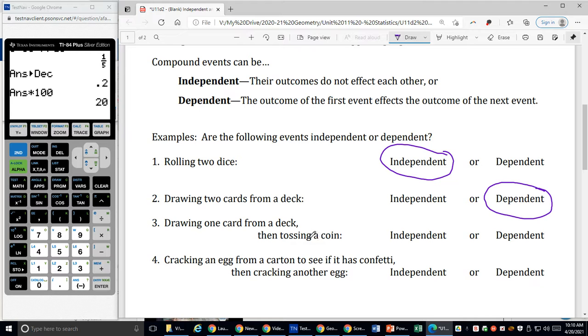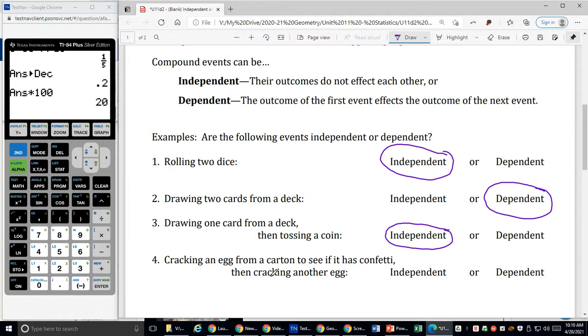Number 3, drawing a card from a deck and then tossing a coin. The card will have no bearing on the probability of getting either tails or heads on a coin. So that is going to be independent.